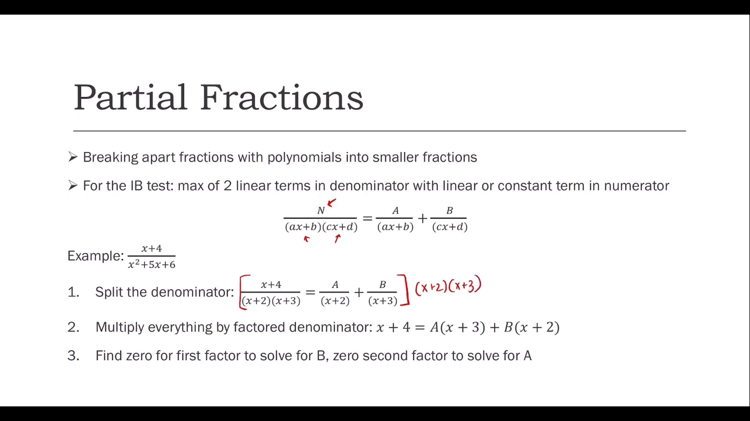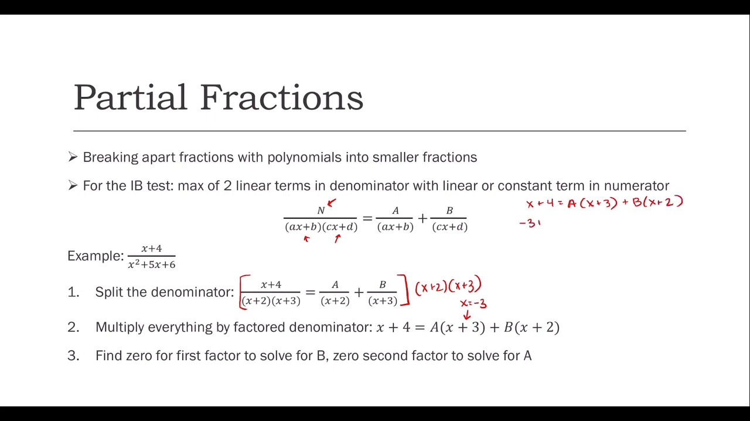When you do that, you end up with x plus 4 equals a times x plus 3 plus b times x plus 2. You'll then find the 0 for the first factor to solve for b, and then the 0 of the second factor to solve for a. For this one, the 0 of our x plus 3 would be when x equals negative 3. So we have x plus 4 equals a times x plus 3 plus b times x plus 2, and we'll plug in negative 3.